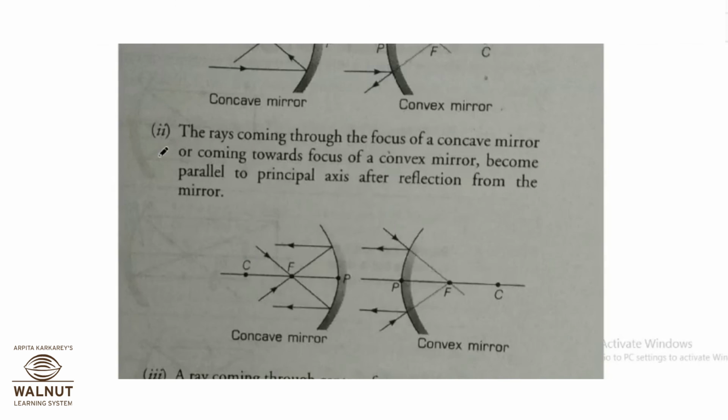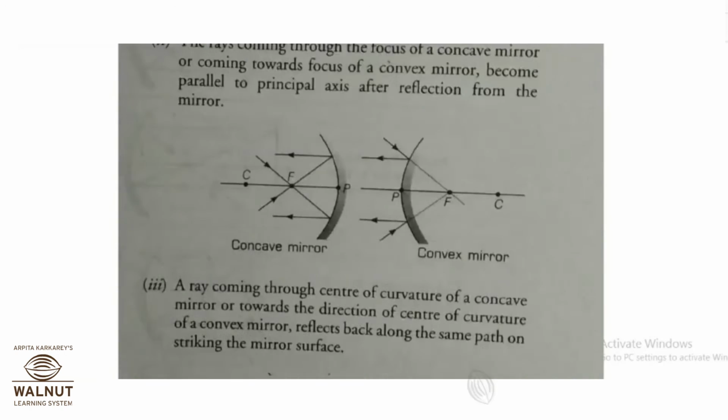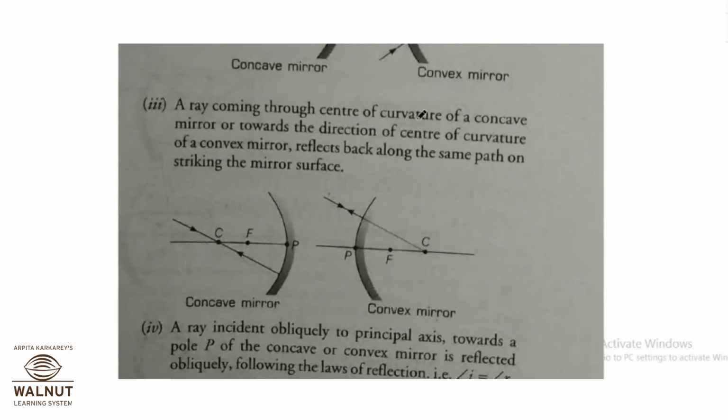The next condition is the ray coming through the center of curvature of a concave mirror, or towards the center of curvature of a convex mirror, reflects back. It means that if the incident ray is passing through the center of curvature in both convex as well as concave mirror, it will reflect back along the same path. I hope you are getting it, and trying to relate it with what we learned.